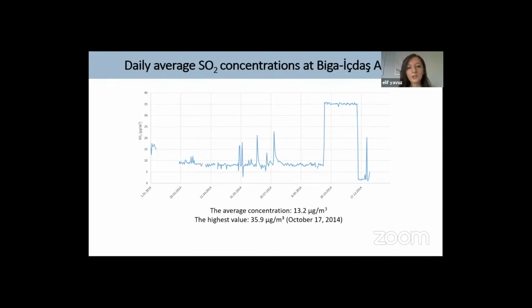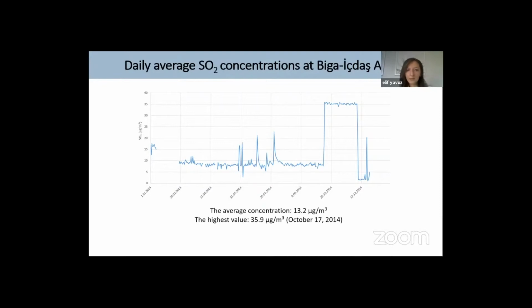The daily average SO2 concentrations observed at the EWMS station are shown in the figure. The data was missing for about 5 weeks between January 10 and February 17. We can say something went wrong with the measurements towards the end of the year. The average of monitored SO2 concentrations was nearly 13 microgram per cubic meter.